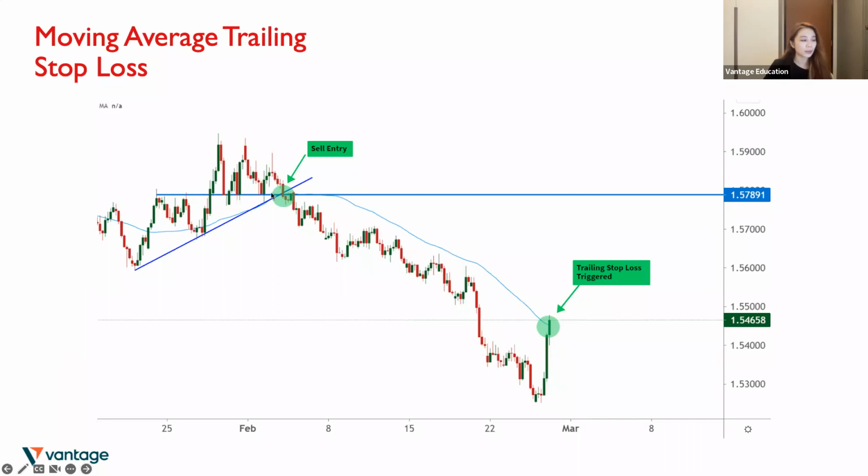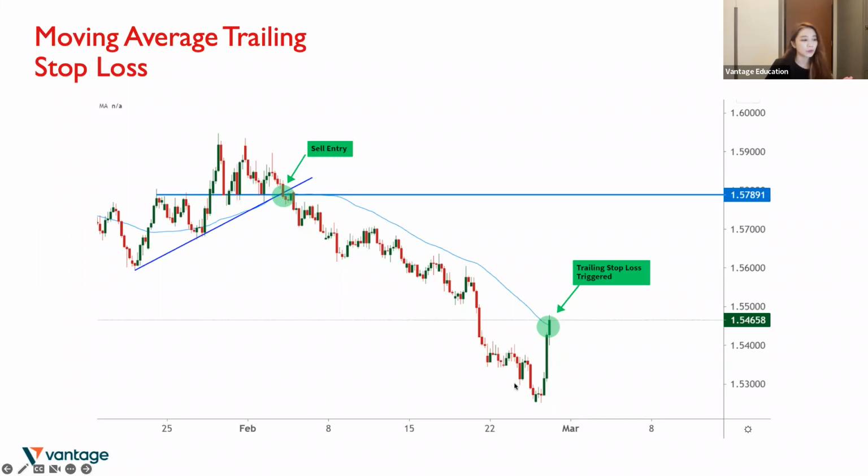if we are using the moving average as a stop loss, once price triggers the moving average line, or tries to surpass the moving average line, this will trigger the stop loss that you have indicated and therefore close off your trade. So this is something that you guys can consider: taking the moving average as a triggered stop loss.